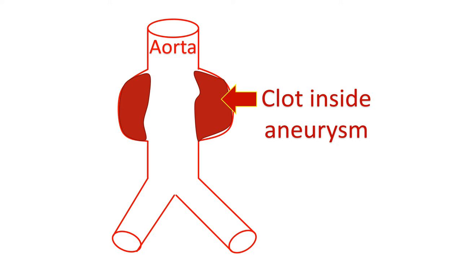Sometimes a clot can form inside the aneurysm. Part of the clot can break away and get carried in the blood circulation. It can get lodged in a branch blood vessel and block it, damaging the organ supplied by it.